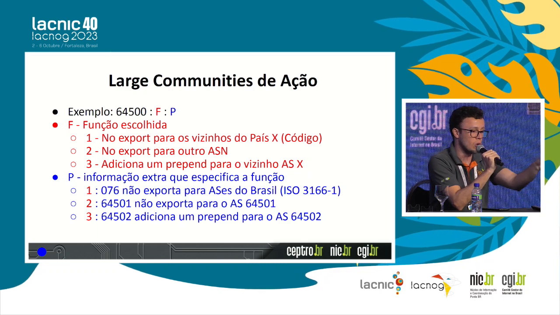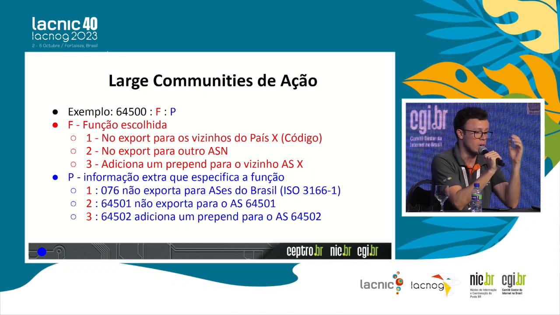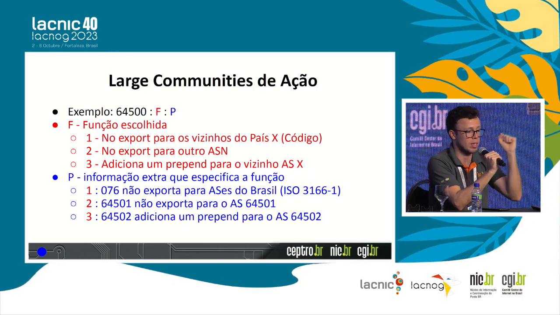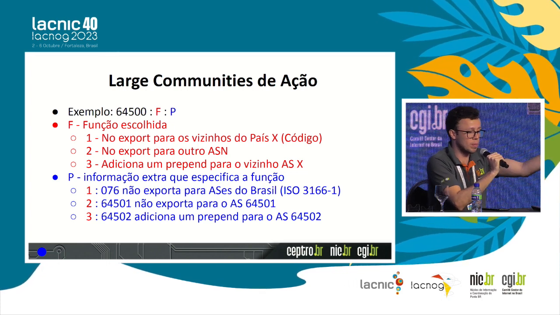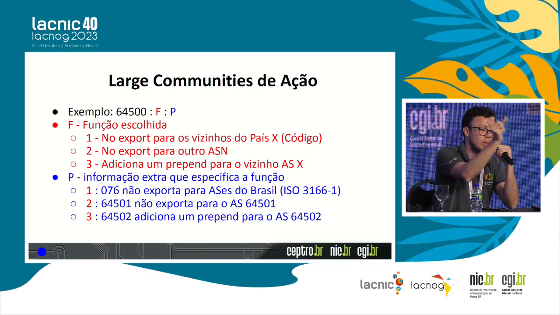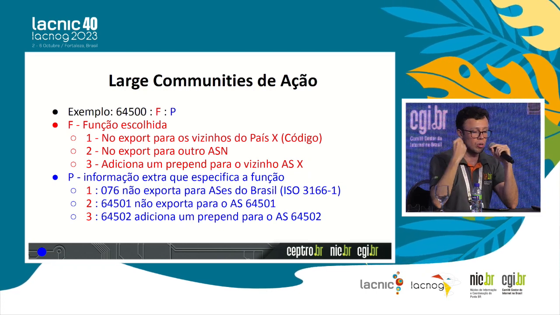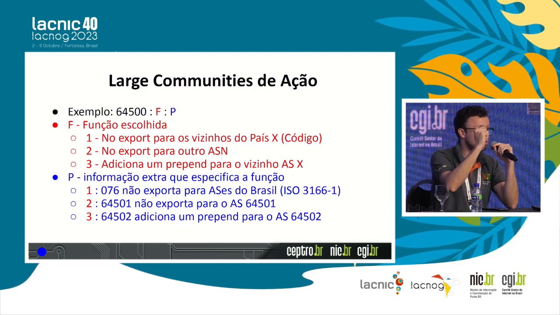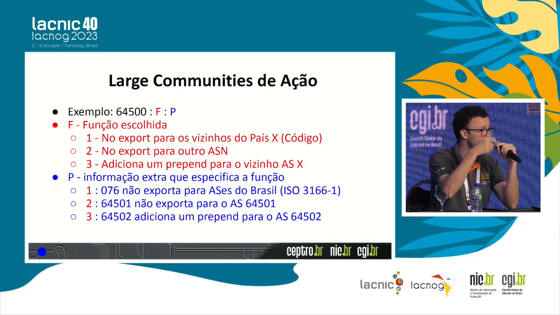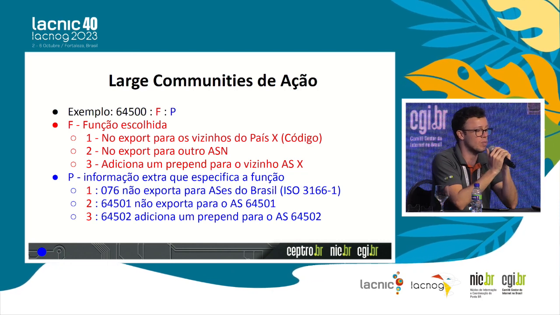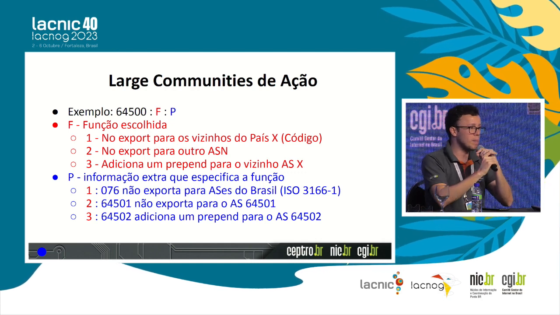In this case, we can select the function. In the first field, you're going to define which is the ASN and what is the function you wish. For example, not export to the neighbors of a given country. So we're going to create a specific code for that purpose. Or don't export to another ASN. So this is a specific code. I'm going to enter that, and we will know, for example, how to add a prepend for the neighbors of a given autonomous system. So these are codes that we are creating, with demarcations and stamps in order to understand this.